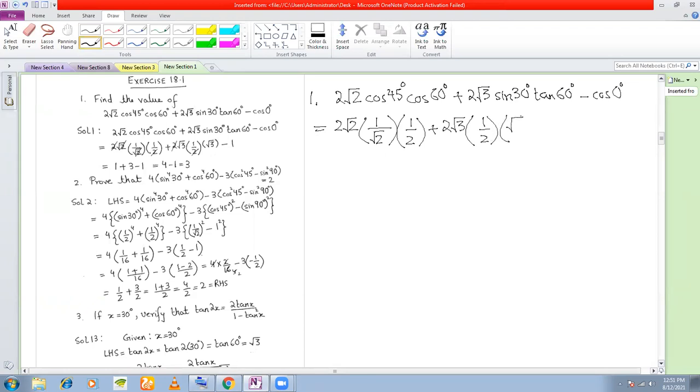Tan 60 is root 3. Cos 0 is 1. Okay, so now what cancels here? See that 2 and 2 will cancel. Root 2 and root 2 will cancel. So you simply get 1 here.